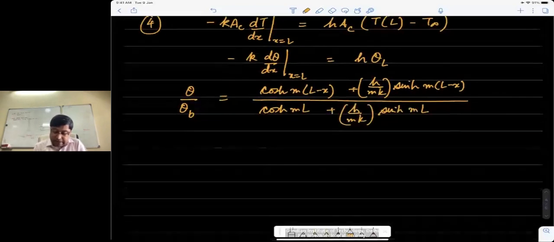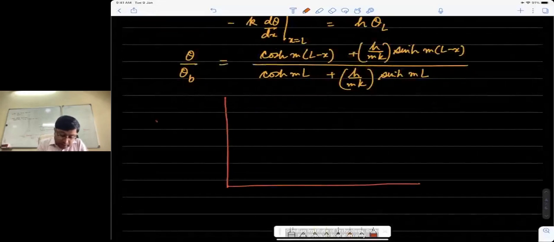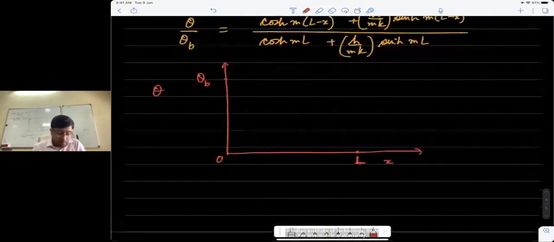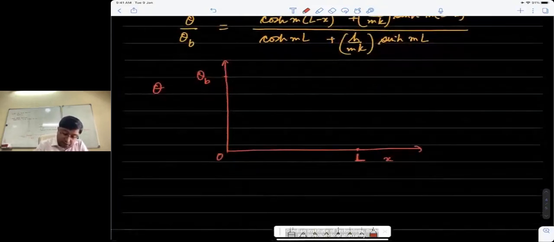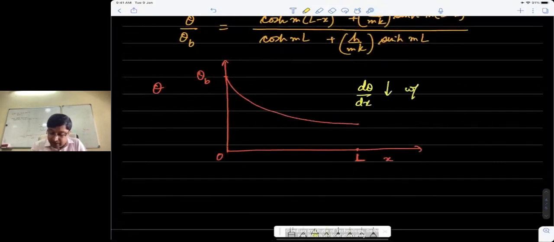Now, just to give you a physical insight on what is taking place in the fin, let's plot the temperature variation in the fin. So we plot theta versus x, and we have maybe L somewhere, and this is starting from 0, and we have maybe theta b as the maximum temperature. So if you plot this function, you should be able to get a profile which goes like this, a profile that is gradually decreasing. The special thing about this profile is that d theta/dx is actually decreasing with x.